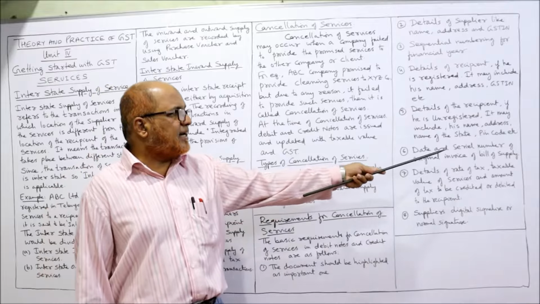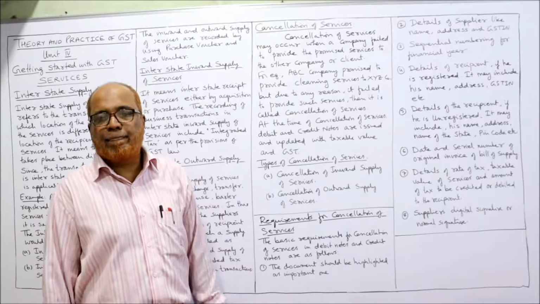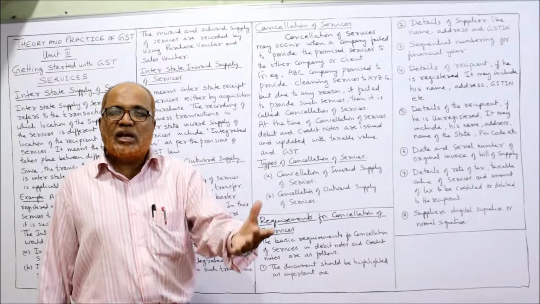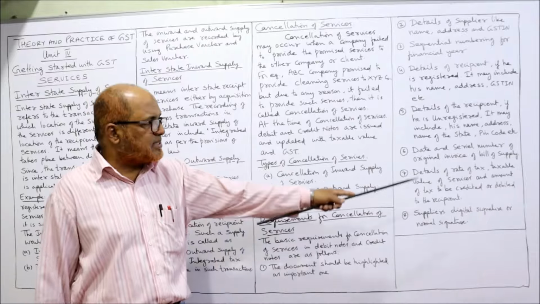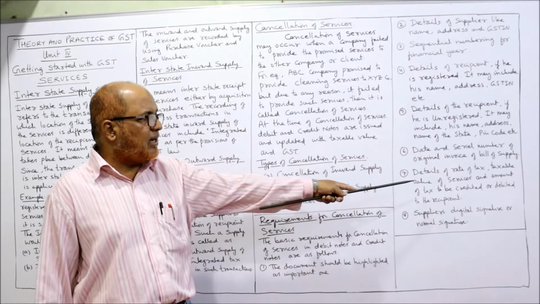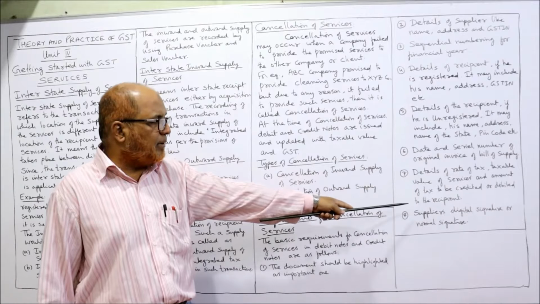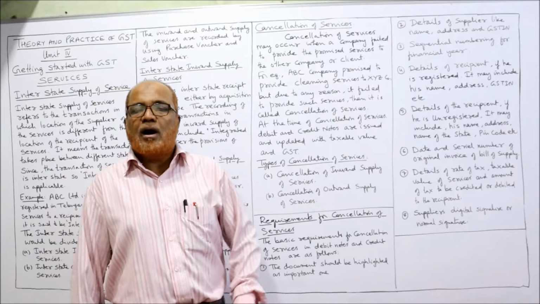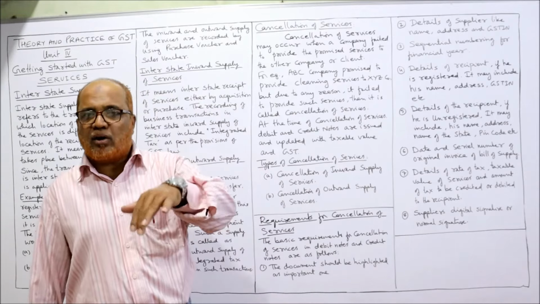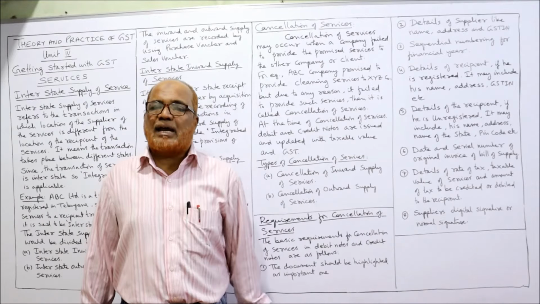Next is the date and serial number of the original invoice or bill of supply. What is the date of the original invoice? That we have to specify. Next, details of the rate of tax, then the taxable value of services and the amount of tax credited or debited to the recipient. How much tax we have debited or credited to the recipient, the tax rate and the amount of tax should be clear.